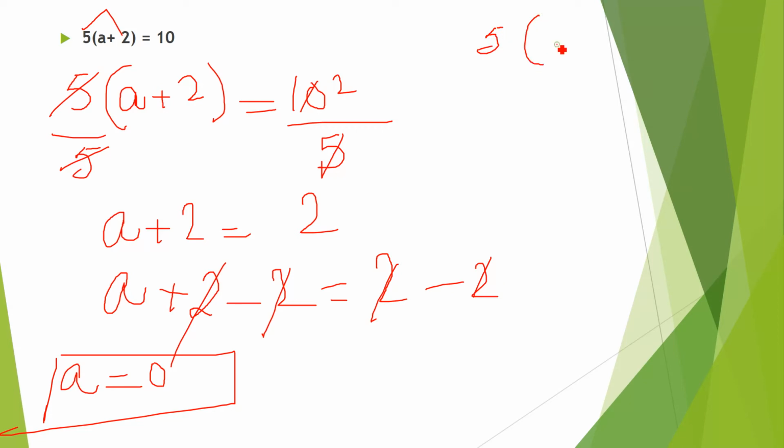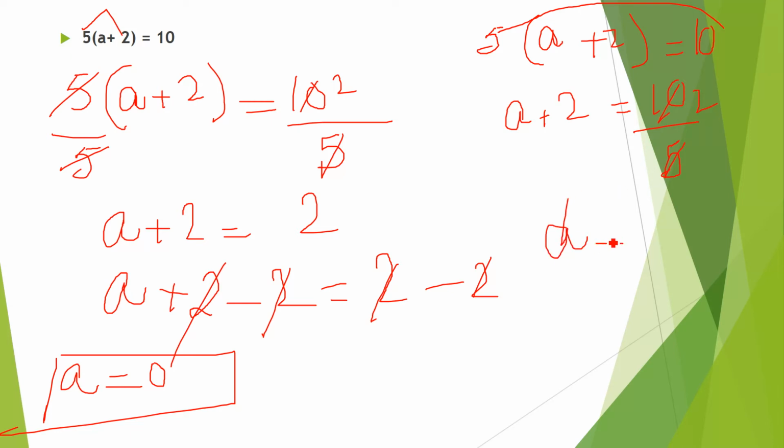So the other way is a plus 2 equal to 10. We want only a here, right? So 5a plus 2, write down as it is. Write down 10 as it is. Only first move this 5. Here is the multiplication between these. So on the other side you have to divide it by this 5. It will be same 2. So a plus 2 equal to 2.